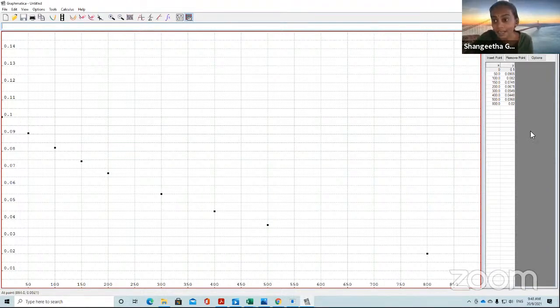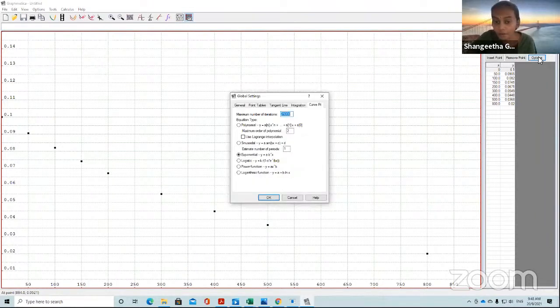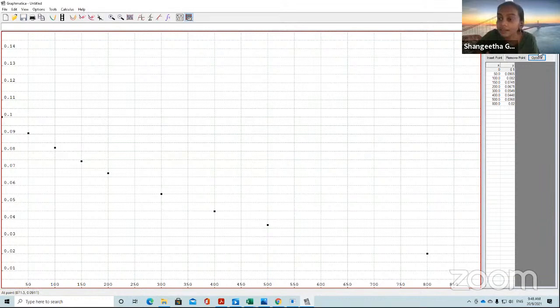now you want to draw a line. So you can go to your options, and then you can choose your exponential. You can try this one later on. I'm just going to show you one type of graph. Later on, if you want to use your Graphmatica for other mathematical problems or equations and so on, you can also use it. But for this class, we will be looking at the exponential graph. And we can click on curve fit.